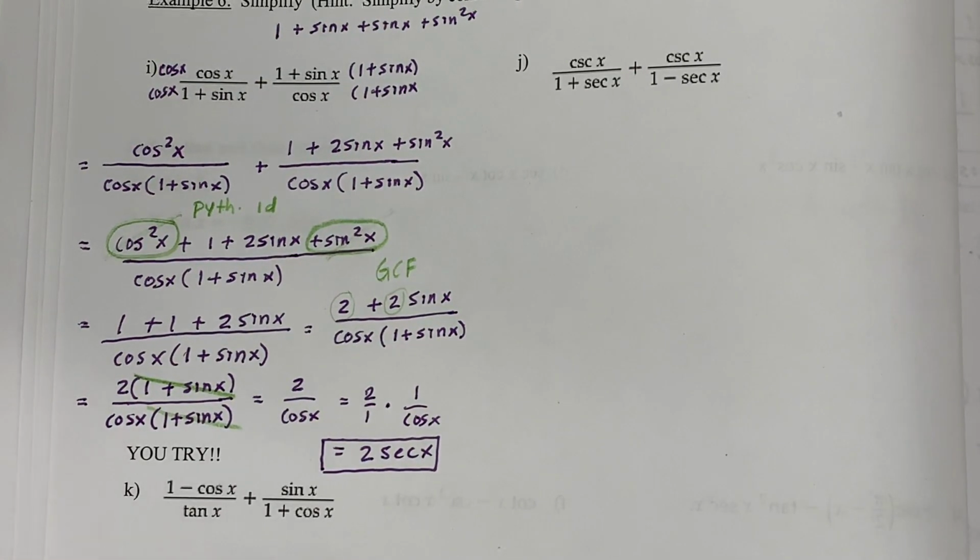Okay, let's try letter J. I have cosecant x divided by 1 plus secant x plus cosecant x divided by 1 minus secant x. Now I could put everything in terms of sine and cosine, but before I do that, I'm going to go ahead and combine the 2 fractions together and see what I can come up with.